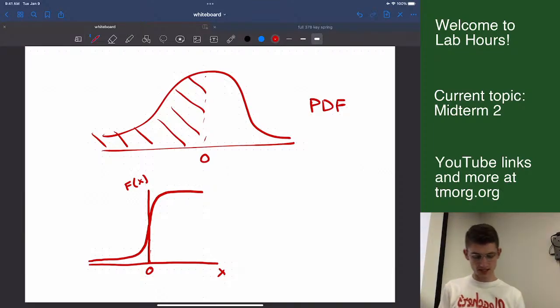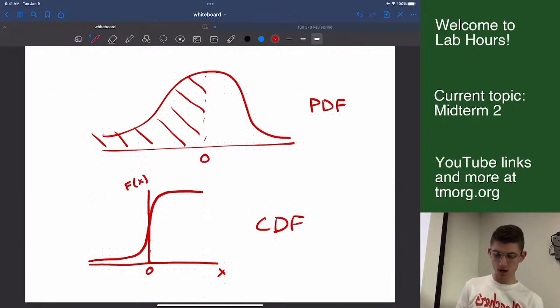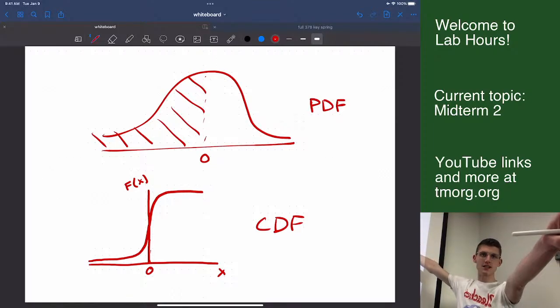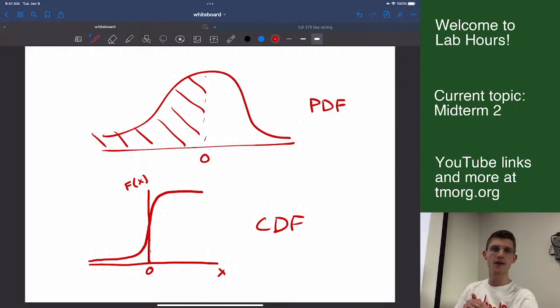So what does this CDF represent? Well, if I start at -1, Jed, I was wondering, does the inflection point represent the mean here? In this case, yeah, because the bell curve is centered at 0.